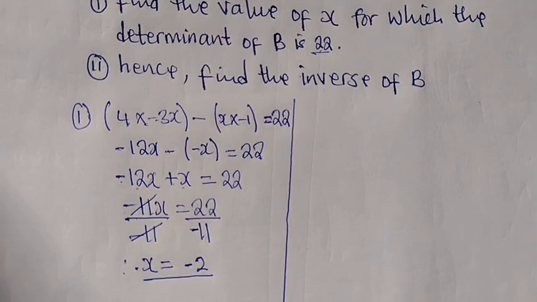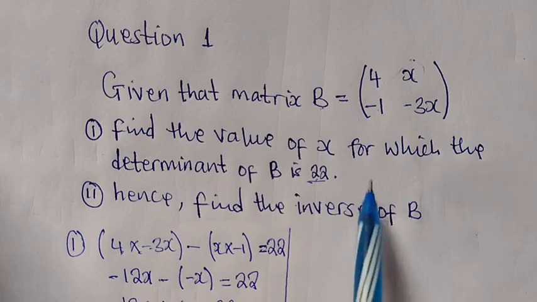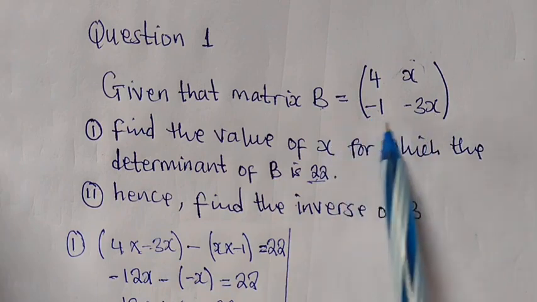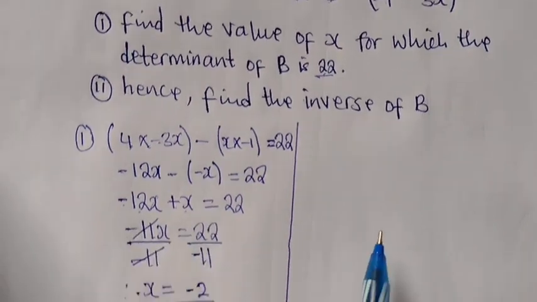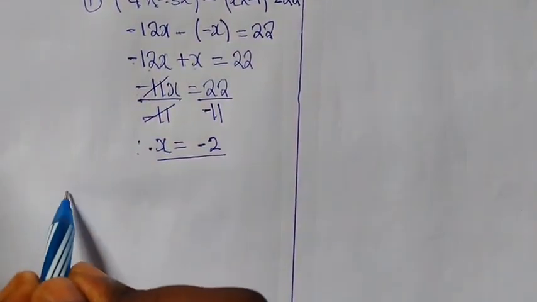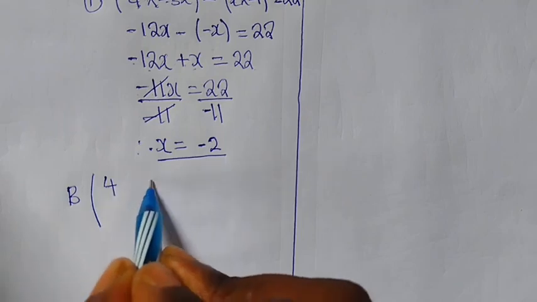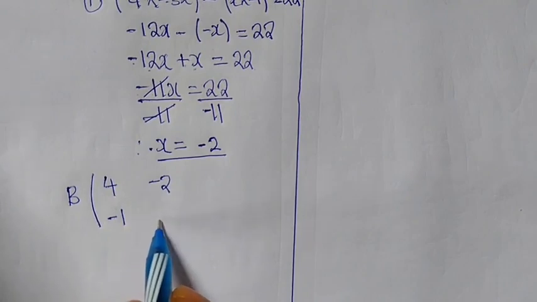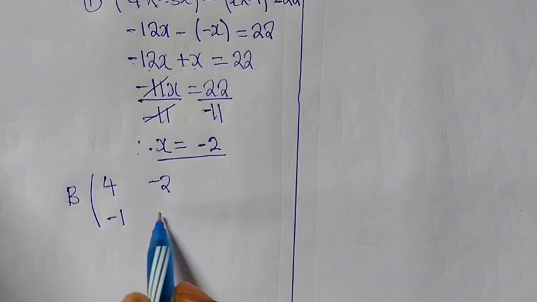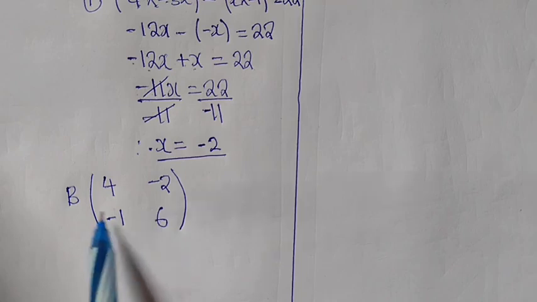Since we have found the value of x, let us now look at our second question: hence find the inverse of B. This is our matrix. Now we write the original one, substituting where there is x with the value we found. We have 4. Here there was x, so the value is negative 2. Here there is a negative 1. Here there was negative 3x, so negative 3 times negative 2 gives positive 6. So this is the original matrix for B.